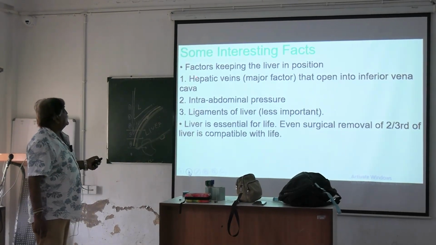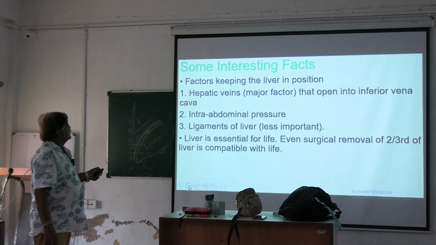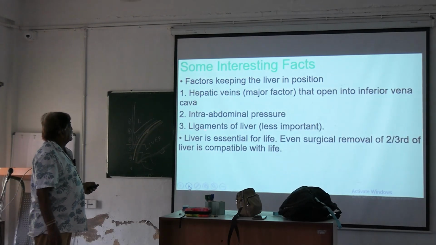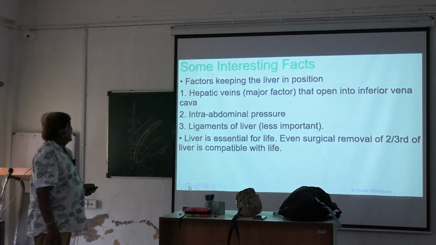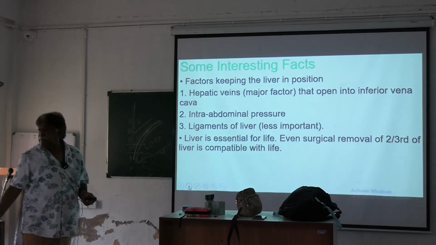So one thing is that the hepatic veins, the major factor, open into the inferior vena cava. Factors keeping the liver in position: intra-abdominal pressure, ligaments of the liver, less important. Liver is essential for life. Even surgical removal of 2/3 of the liver is compatible with life. Next.